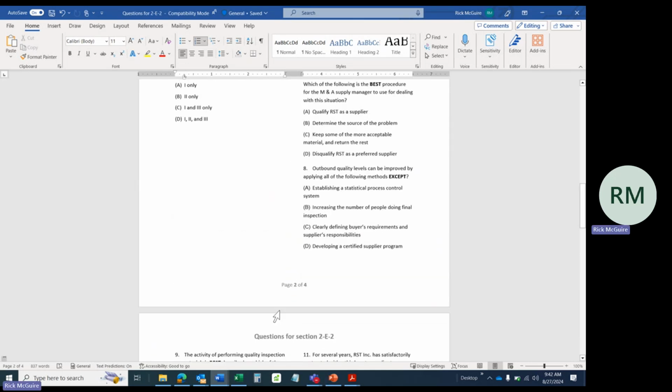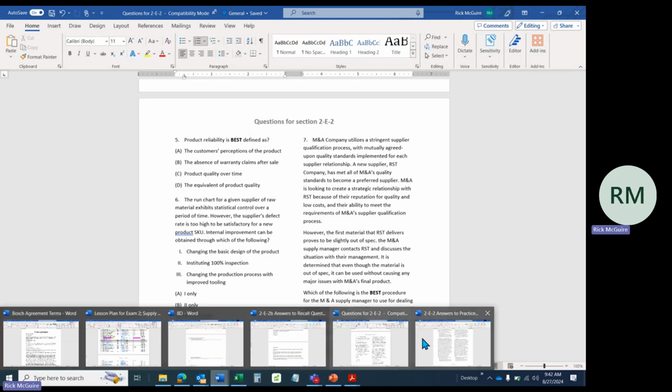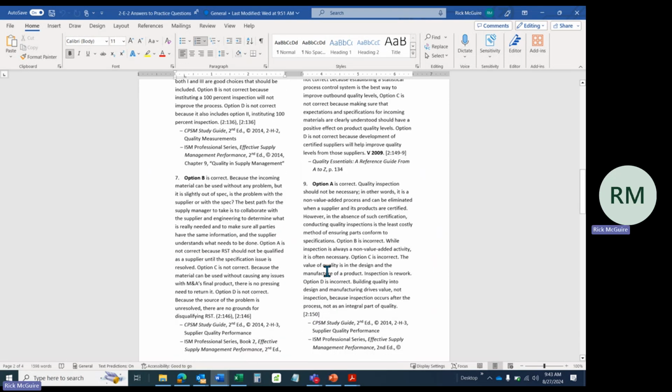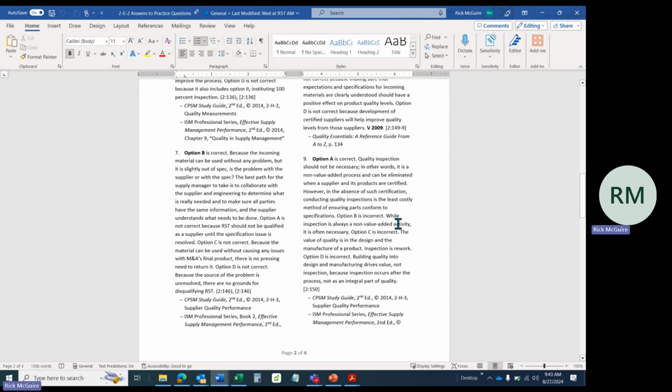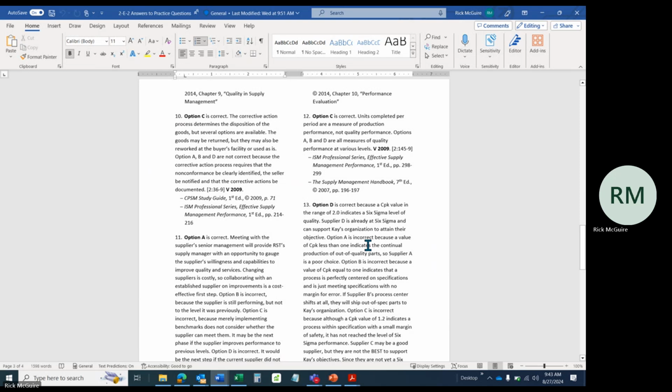Okay, if you're not done yet, you can just pause the video. But we're going to go over some answers here. Number 9 is Alpha. Quality inspection should not be necessary. In other words, it is a non-value added process and can be eliminated. 10 is Charlie. The corrective action process determines the disposition of goods, but several options are available.